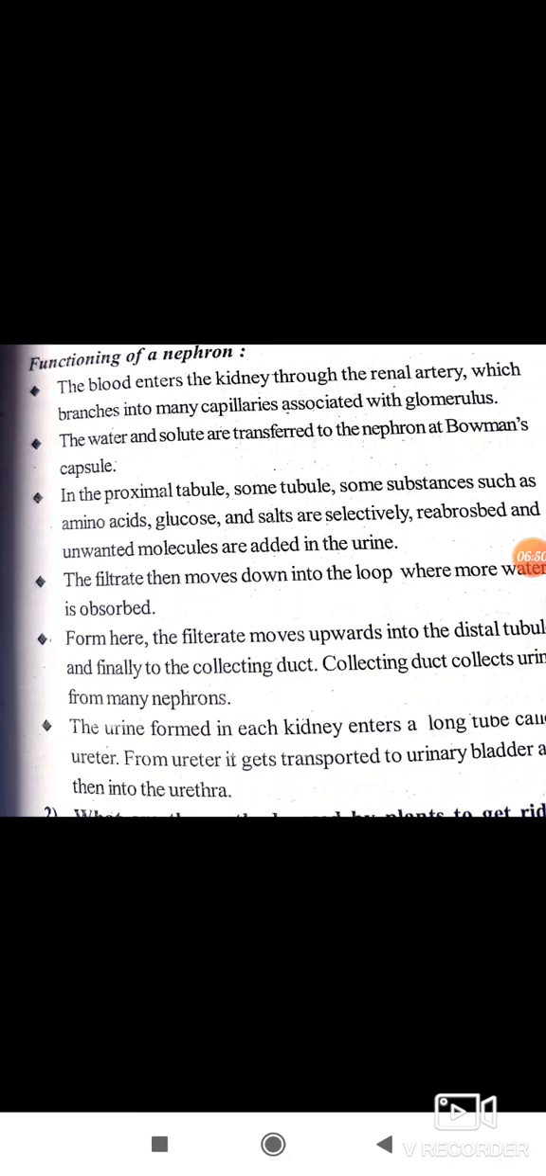The filtrate then moves down into the loop where more water is absorbed. From here, the filtrate moves upwards into the distal tubule and finally the collecting duct. So, the collecting duct collects urine from many nephrons. The urine formed in each kidney enters a long tubular canal, the ureter. From the ureter, it gets transported to the urinary bladder and then into the urethra.